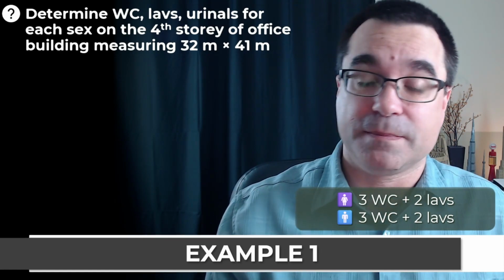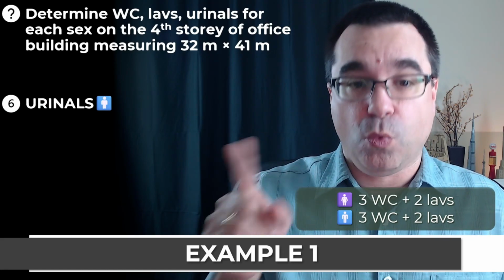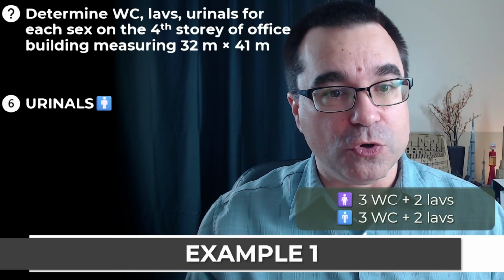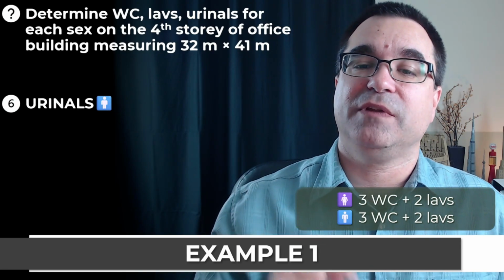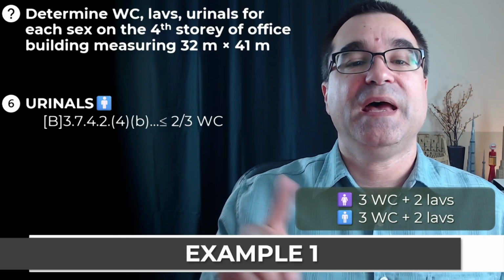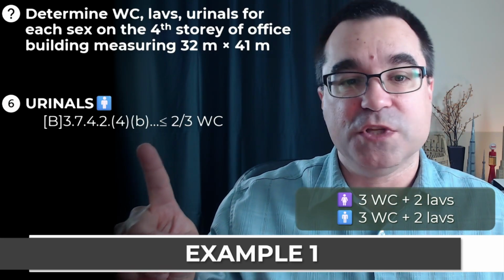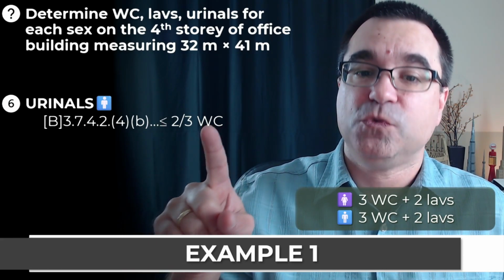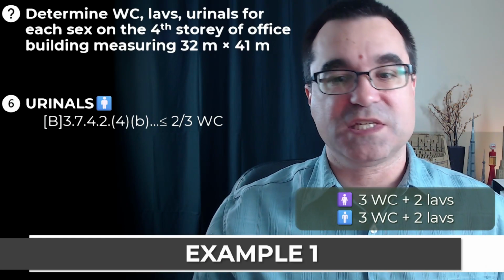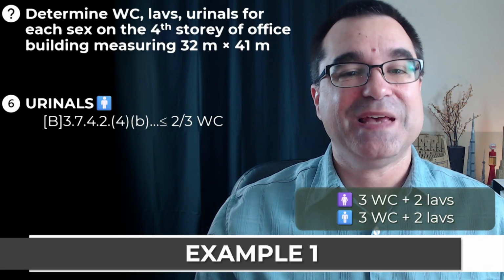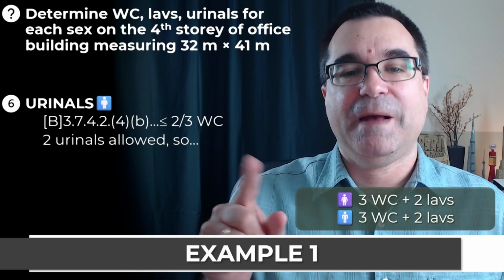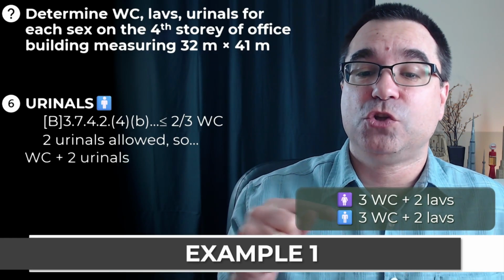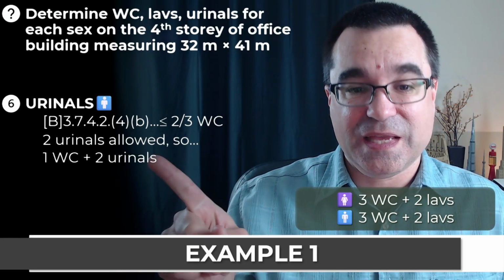The final step. For male washrooms only, we have to calculate the number of urinals that can replace the equivalent number of water closets. According to clause 3.7.4.24b, up to 2/3 of the male water closets can be replaced with urinals. So we take 2/3 of 3 and we get 2. So that means that 2 of these water closets can be replaced with urinals.